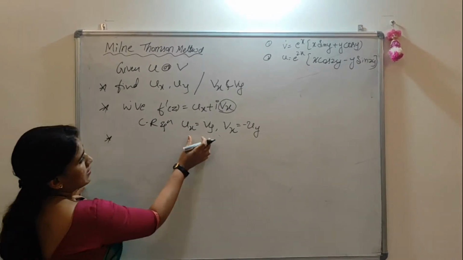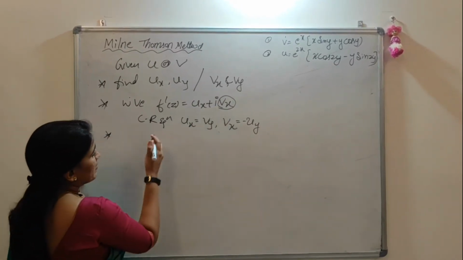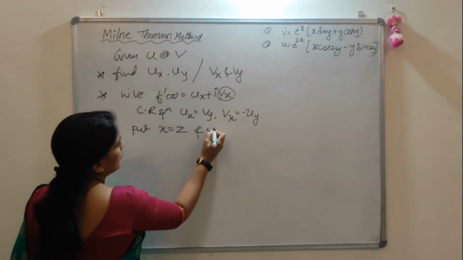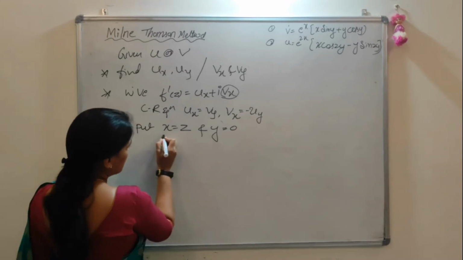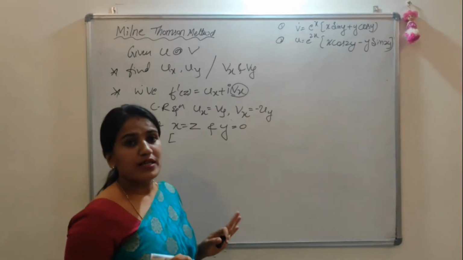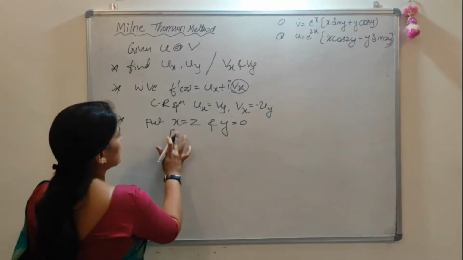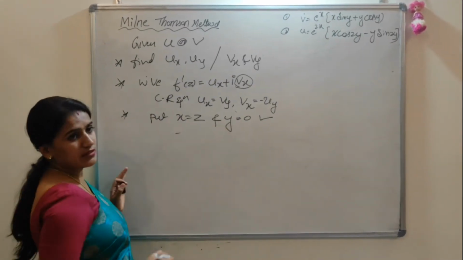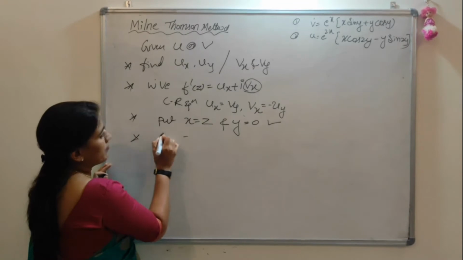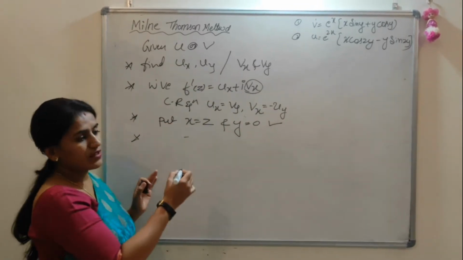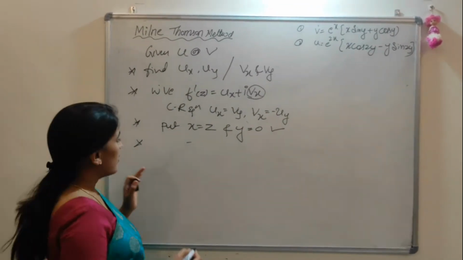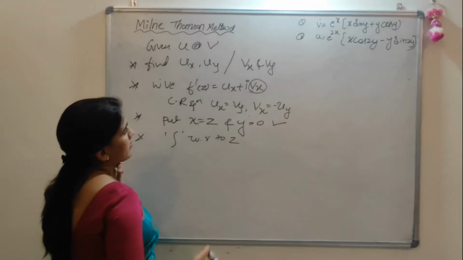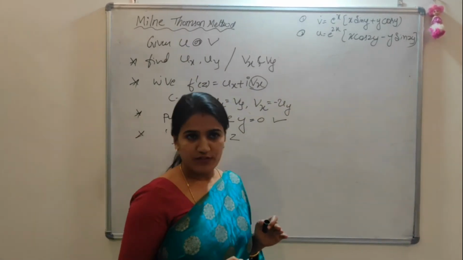After substituting these CR equations here, in the next step put x is equal to z and y is equal to 0. This substitution is known as Milne-Thomson substitution. Okay, this is very important in this step. After making this substitution, f dash of z reduces to a function of z. Afterwards, we need to integrate with respect to z. Then we will obtain the analytic function.